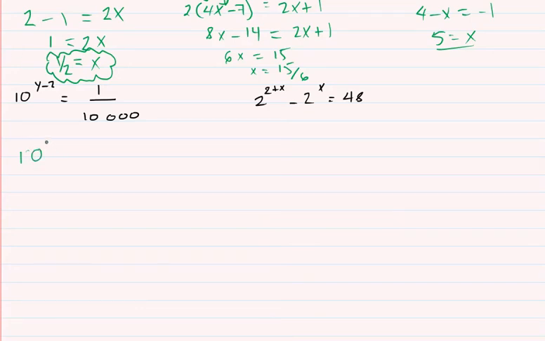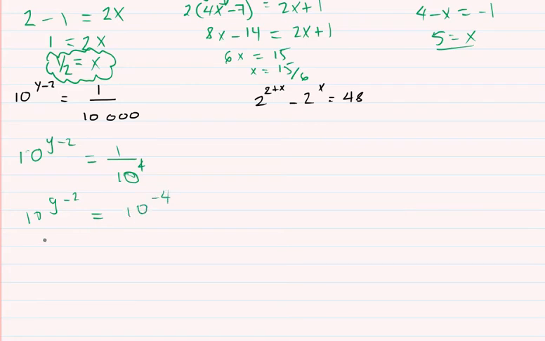10 to the power of y minus 2 is equal to 1 over, this is 10, and you can count the zeros. You have 1, 2, 3, 4, 4 zeros. Now, we want the base to be in the numerator, which means we can bring it up by changing the sign of the exponent. So 10 to the power of y minus 2 is equal to 10 to the negative 4.